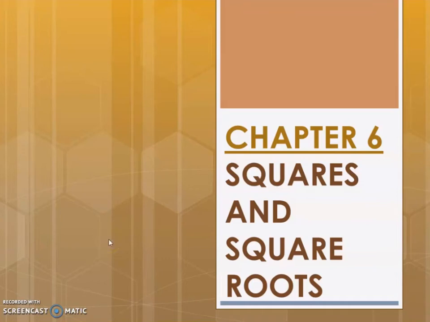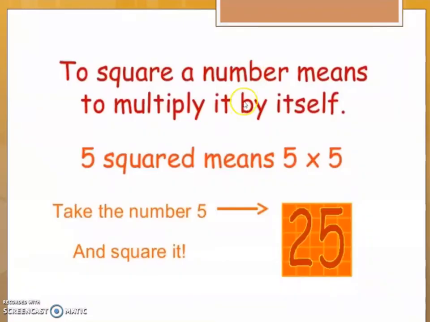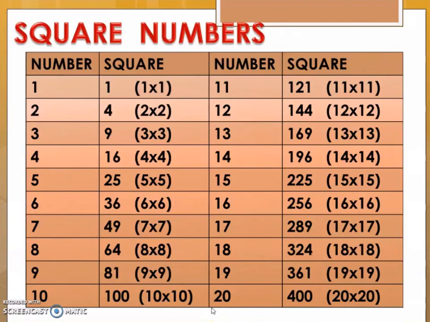Squares and square roots, that is chapter 6. Now what is the meaning of square of a given number? Square means the same number multiplied by itself. The number multiplied to itself gives us the square of that number. That is 5 multiplied by 5, 25. That is what you mean by square.